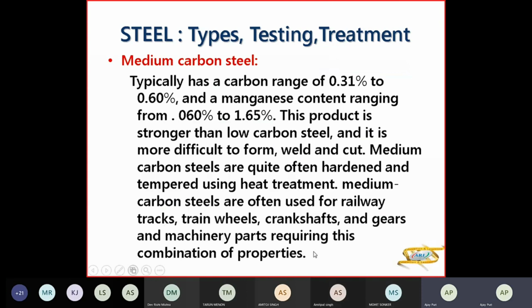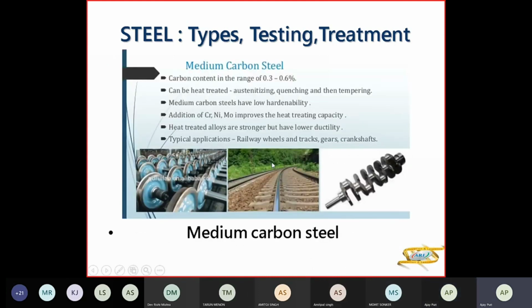So you can have machinery parts requiring a combination of properties. So you have railway tracks, train wheels, crankshaft, and gears. Now the carbon content, as pointed out earlier, is 0.3 to 0.6%. This can be heat treated, austenitized, quenched, and tempered. Now these are the properties I'll be doing again. What is austenization, quenching, and tempering?